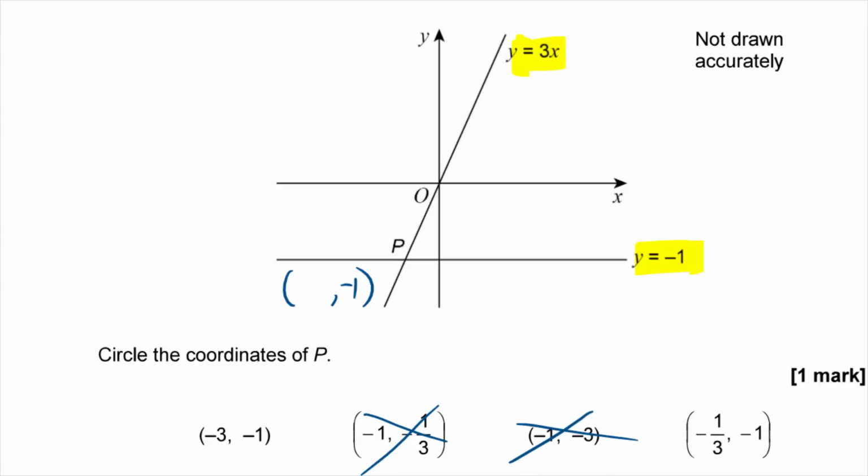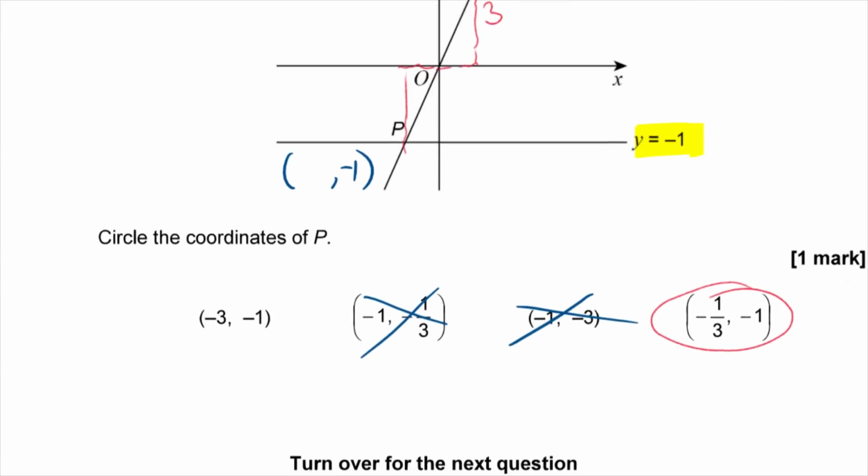So is it -3 or is it -1/3? So the gradient is y equals 3x. So for every 1 unit you go along, you go 3 up. So if I go 1 unit this way, I will go 3 down. So if I'm only 1 down, I can't have gone a whole unit then. It's got to be this one on the end here, -1/3, -1. So that when I take my -1/3 and I times it by 3, I'm going to get -1. So it's that one there.